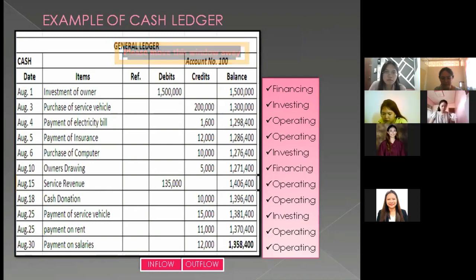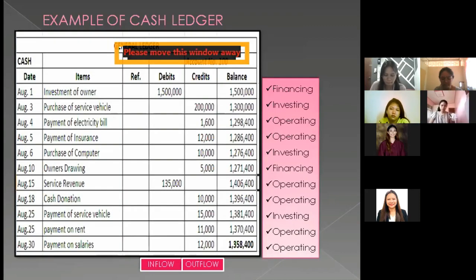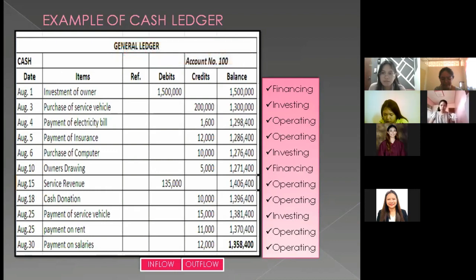So, di ba, yung inflow dyan sa operating activities is yung service revenue na 135,000. So, ilalagay natin dito sa cash flow from operating activities, cash received from customer worth 135,000. So, next is yung mga 5 outflows. Yan yung mga expenses natin. 1, 2, 3. Yan.